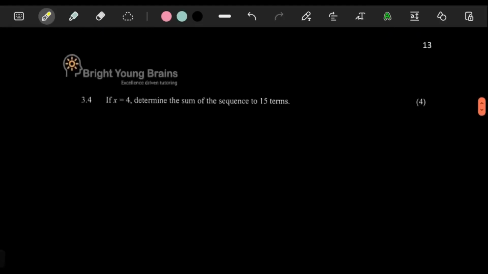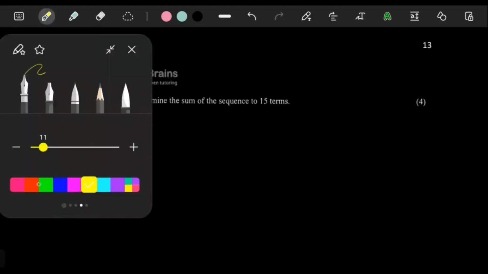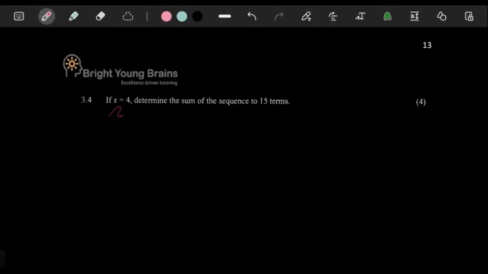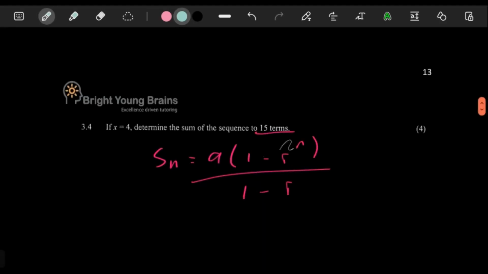3.4, what does it say? 3.4 says the following. If x is equal to 4, determine the sum of the sequence to 15 terms. This is fine because this is a geometric sequence that converges. So you can use this format of your SN formula, because you can write it with these two swapped around, as normally you also sometimes see it like this.